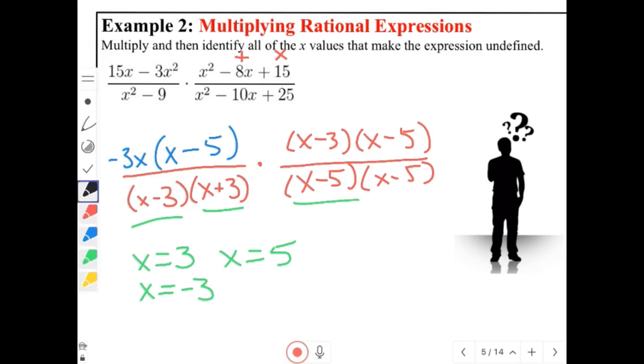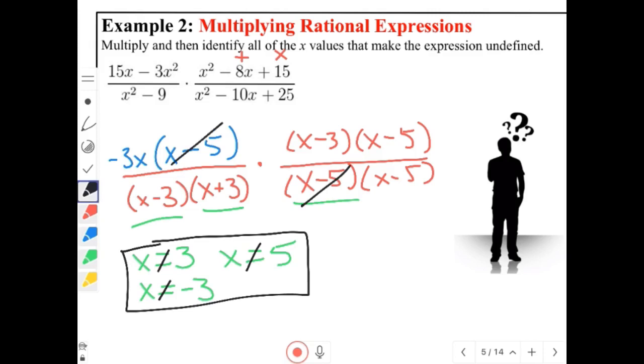So what we do after we find those, remember x cannot be equal to any of those numbers, and now we just cancel things out where they meet on the top and bottom. So our answer would be those undefined values, and then what's left over in the end: negative 3x all over x plus 3. Okay?